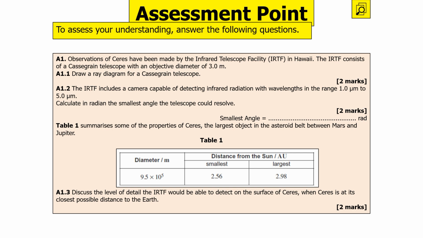And then Table 1 summarizes some properties of Ceres, the largest object in the asteroid belt between Mars and Jupiter. Discuss the level of detail IRTF will be able to detect on the surface of Ceres when Ceres is at its closest possible distance to the Earth. So pause the video now, then unpause the video when you want to go through your answer.